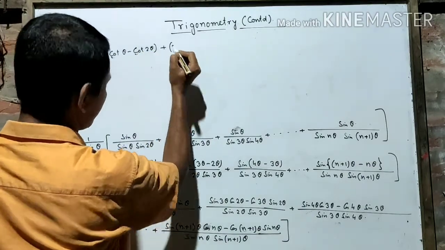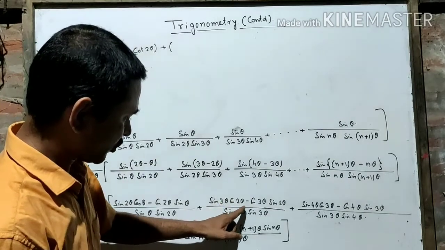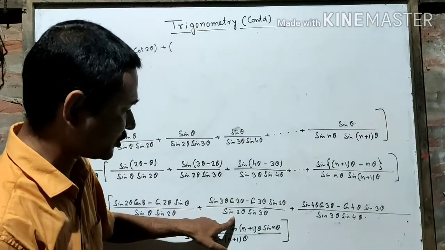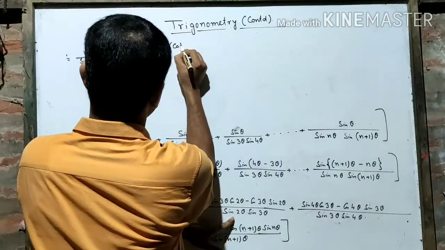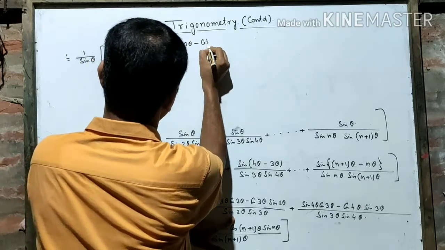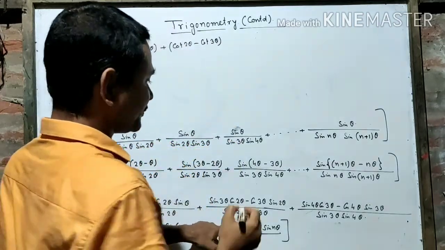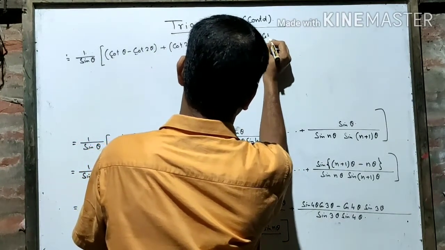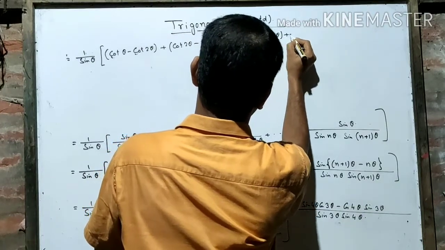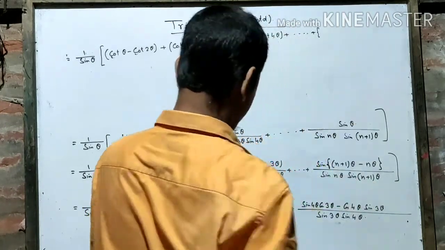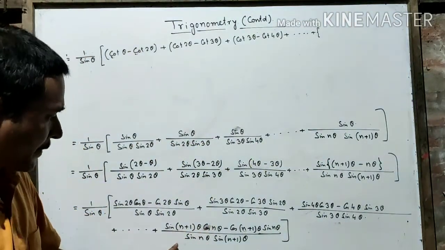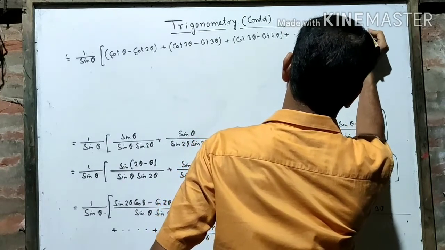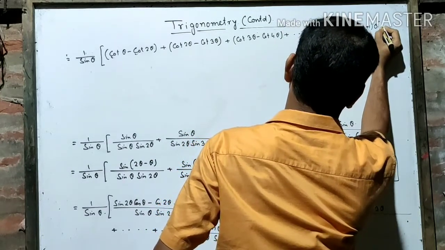2 theta plus here sine 3 theta cos 2 theta divided by sine 2 theta sine 3 theta. Sine 3 theta and sine 3 theta cancel. Cos 2 theta by sine 2 theta is cot 2 theta. So cot 2 theta minus cot 3 theta. Okay, this will be cot 3 theta minus cot 4 theta plus dot dot, and the last term will be cot n theta minus cot n plus 1 theta.